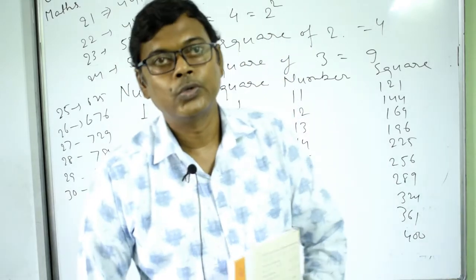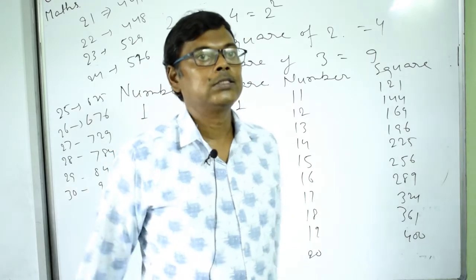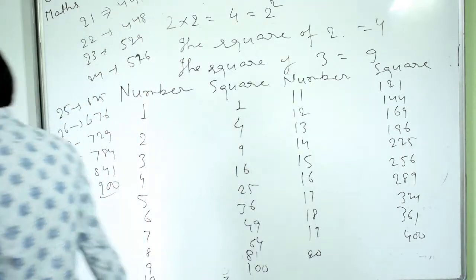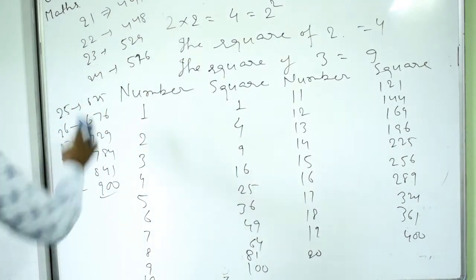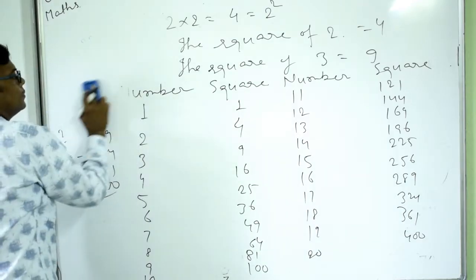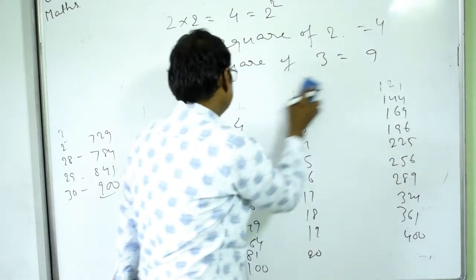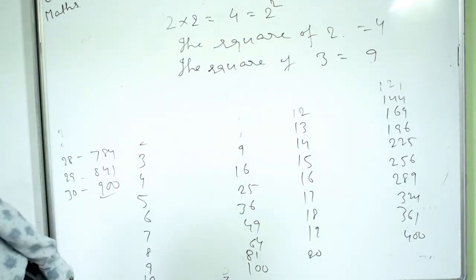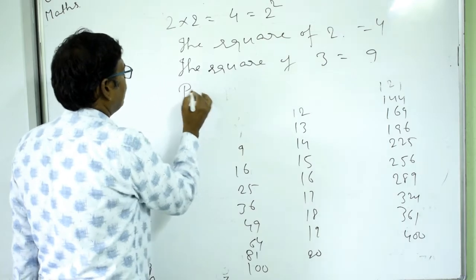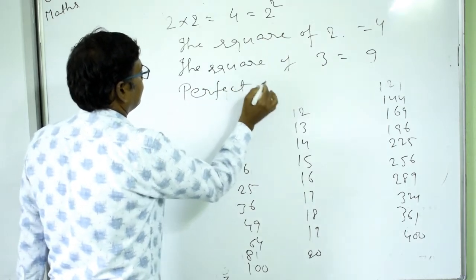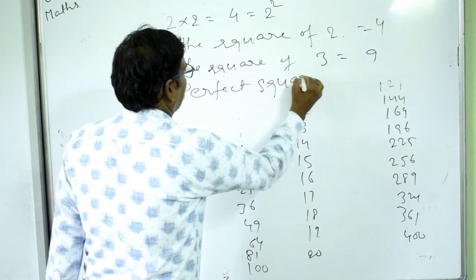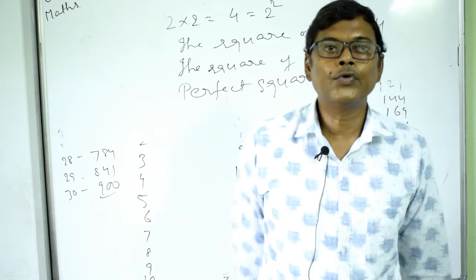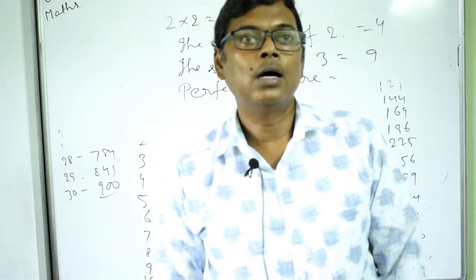Now the next term: what is the meaning of a perfect square? Here I have written many numbers. When a number is the square of a whole number, then that number is called a perfect square.